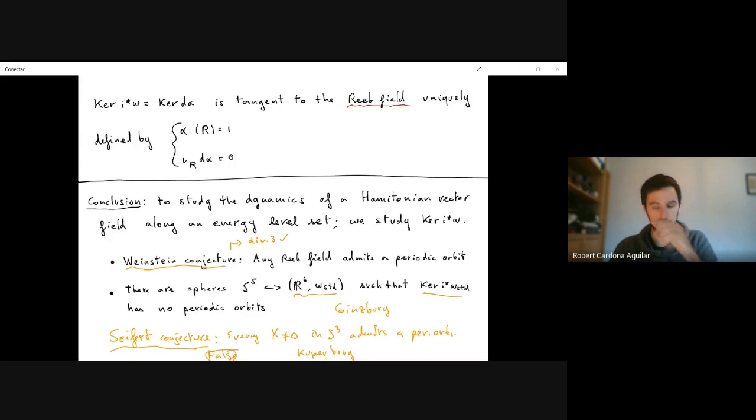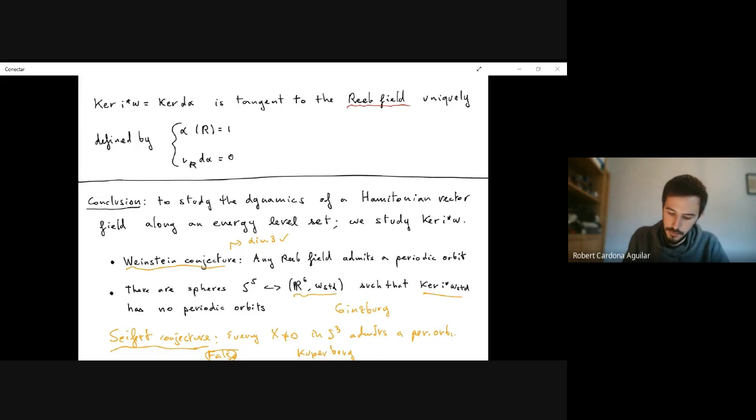But you can ask the same thing, changing, let's say, the hypothesis. You can say, okay, is there a volume-preserving vector field that has no periodic orbits? And this is not known in the 3 sphere. But you can ask also this in higher dimensions. Like in S5, for example, there are volume-preserving vector fields which do not have periodic orbits.